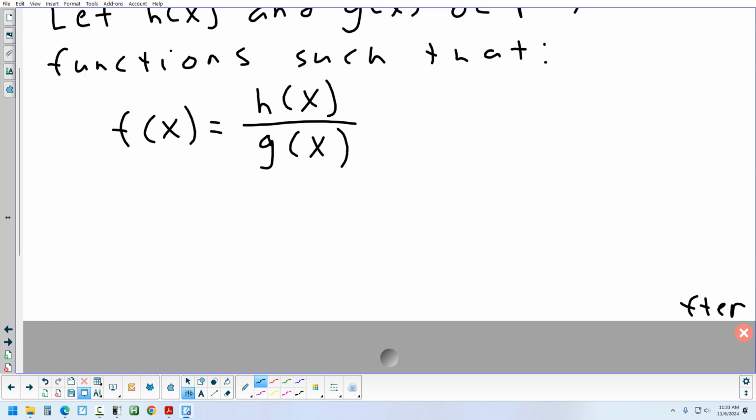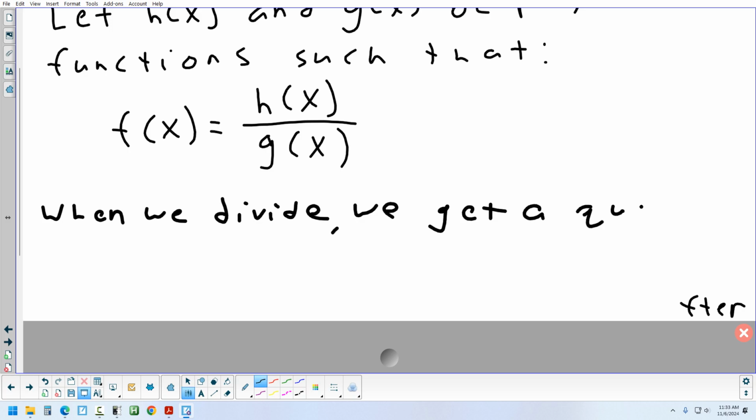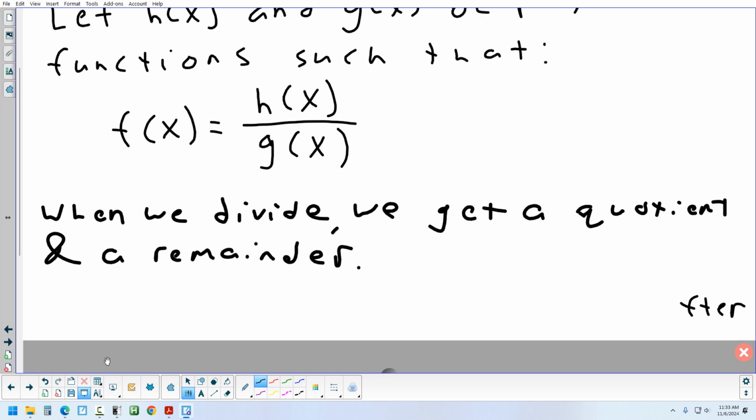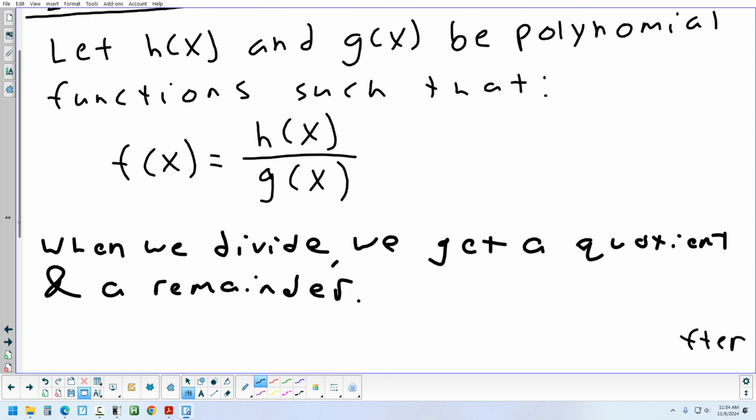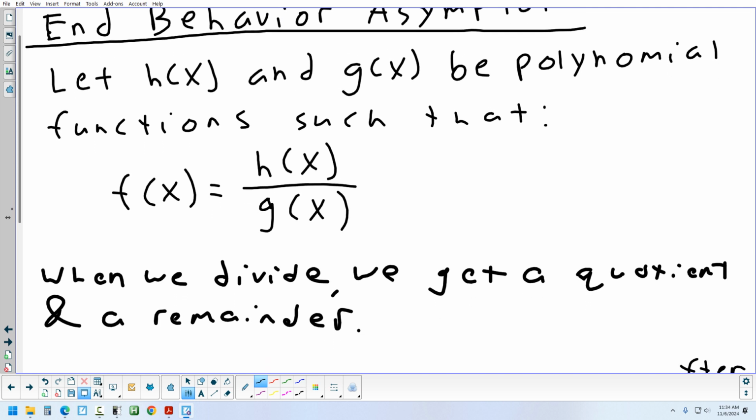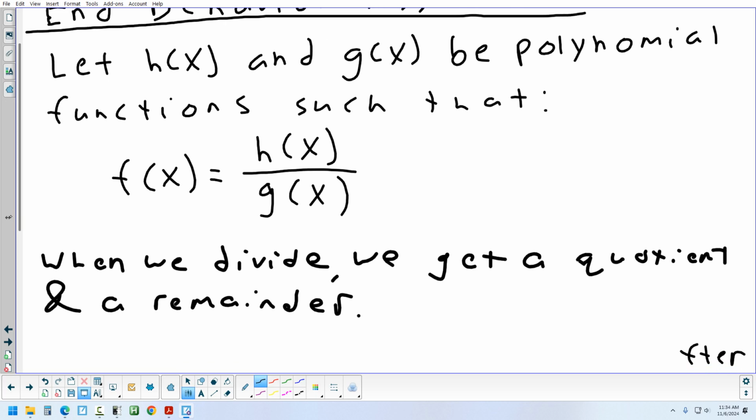Okay. So when we divide, we get a quotient and a remainder. The quotient is the EBA. So the nice thing about that is we're not having to learn any new process. We're going to use long division and synthetic division just like we've done before, except now we're not going to call the answer the quotient. Well, it still is the quotient, but we're going to also give it another name, and that's called the EBA.